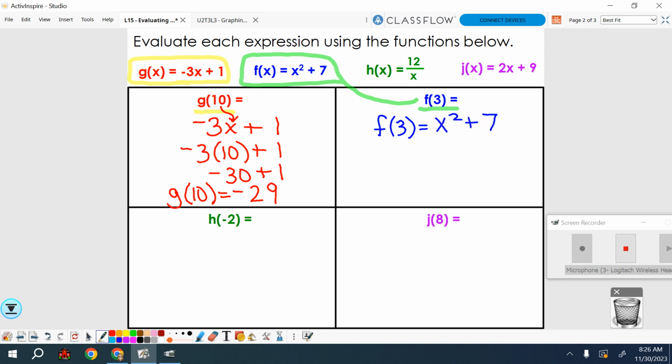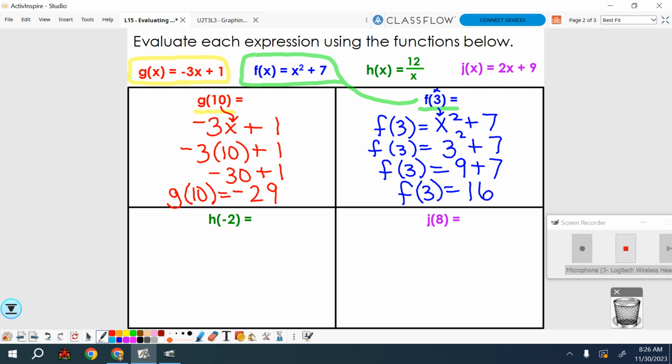And remember, this is my x value, so I'm going to plug it in here. So for this function, I'm going to have 3 squared plus 7. Well, 3 squared is 9, and 9 plus 7 is 16. So that means in this function, when my x value is 3, my y value is 16.